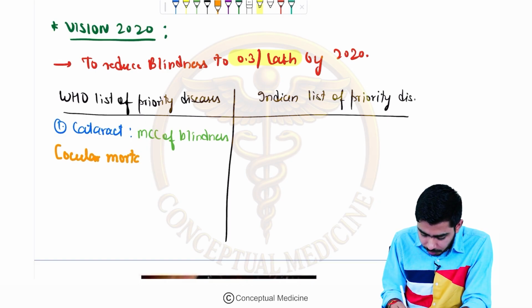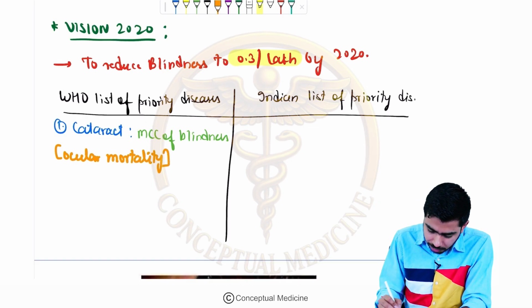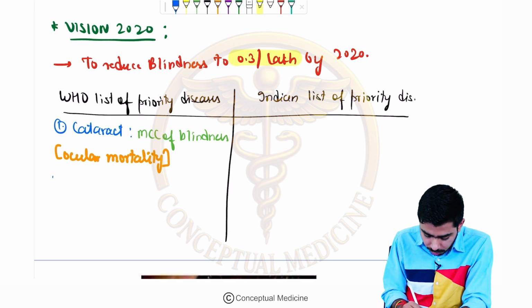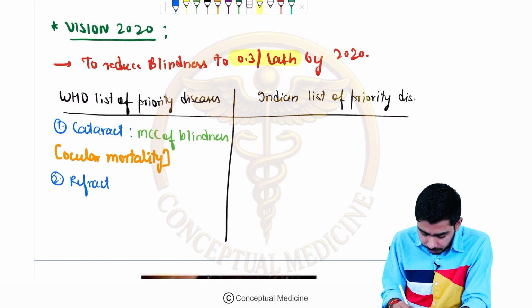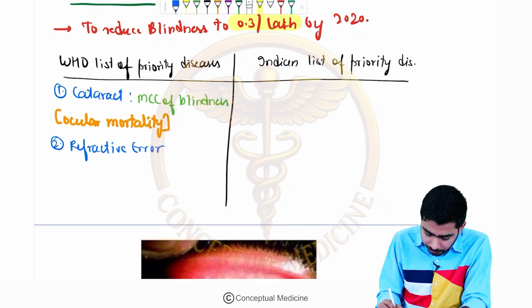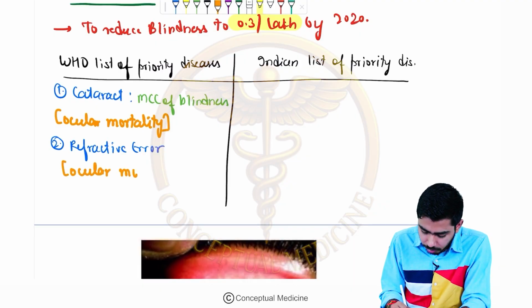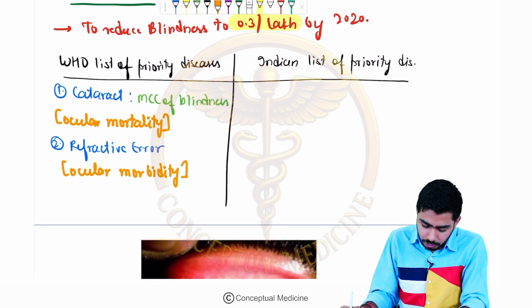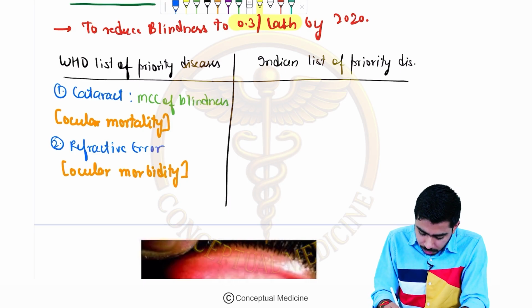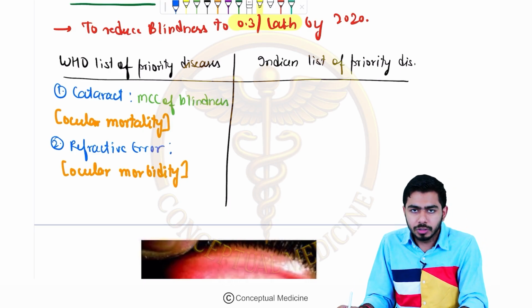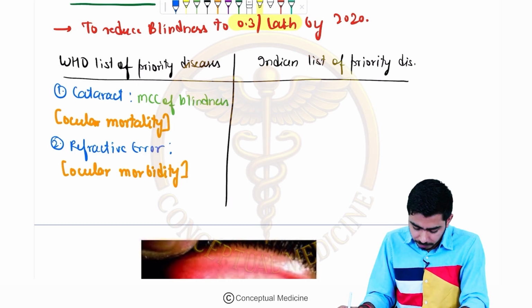It is called ocular mortality because it is very, very common. The second one which we shall remember over here will be the refractive error. Refractive error shall also be called the ocular morbidity. Morbidity is telling about sickness, mortality is telling about death, and we know that from other chapters as well.